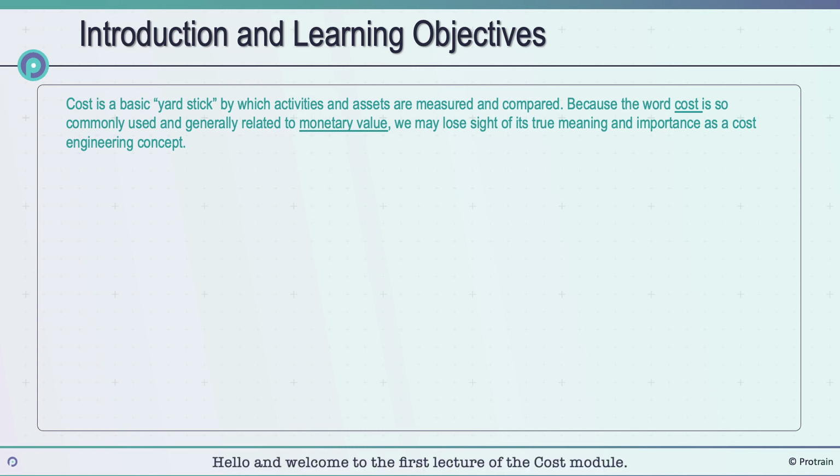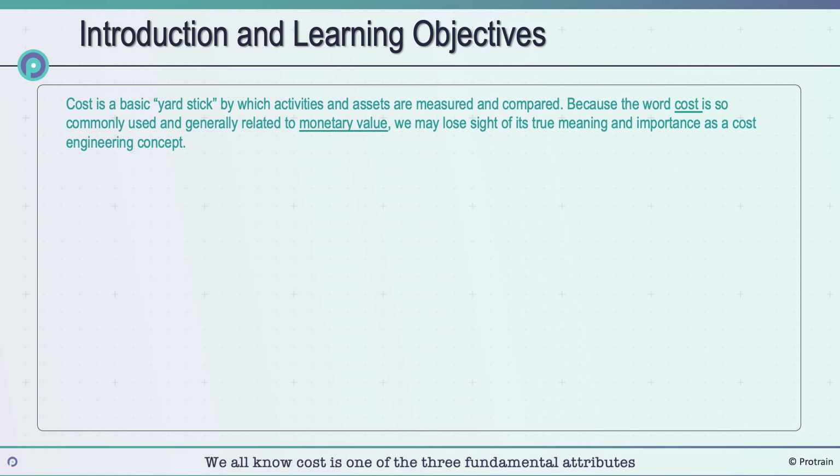Hello and welcome to the first lecture of the cost module. Let us start with what is cost. Cost is a basic yardstick by which activities and assets are measured and compared. Because the word cost is so commonly used and generally related to monetary value, we may lose sight of its true meaning and importance as a cost engineering concept.